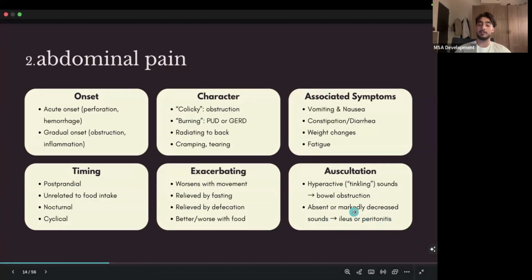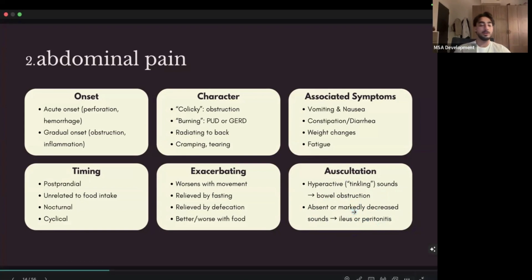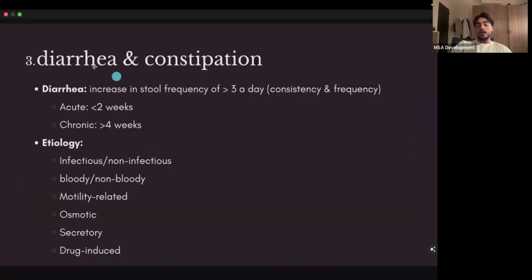Peritonitis, especially when you have the peritoneum involved, it's going to basically freeze the entire, that's the way that I like to think about it. It's going to freeze the entire GI tract. So you could have absent sounds because the entire system is basically just on shutdown. Right? Now, moving on to diarrhea and constipation.